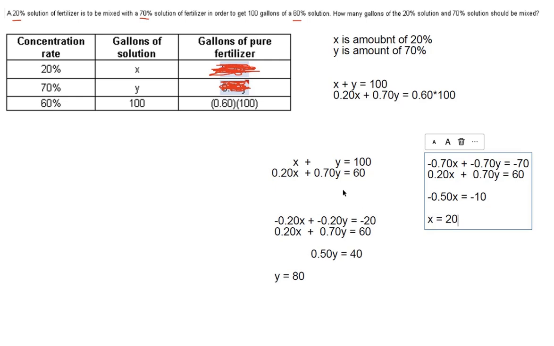So where did the negative 0.20 come from? It was the number we chose to make the letters cancel out when we added the two equations.